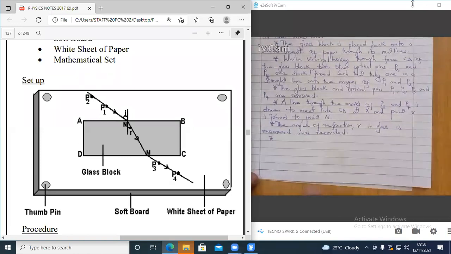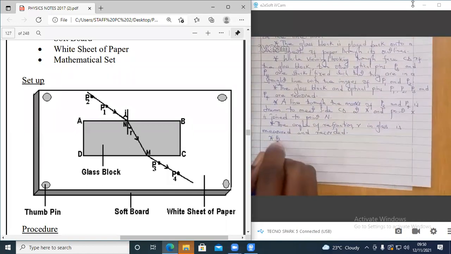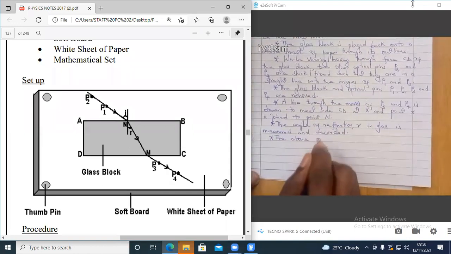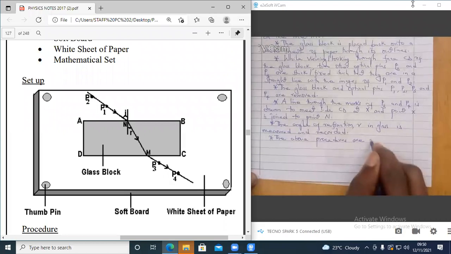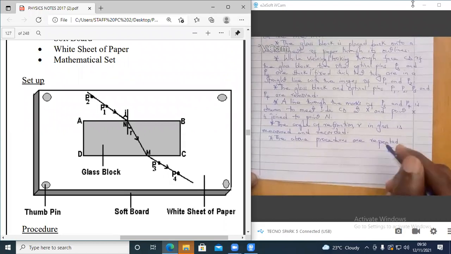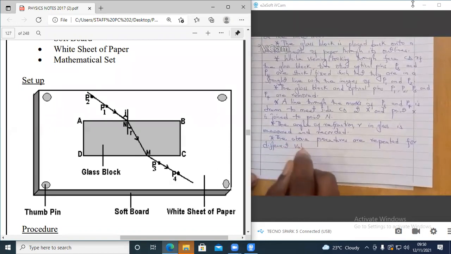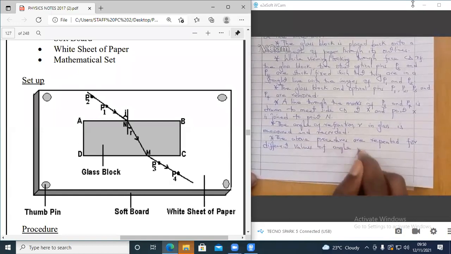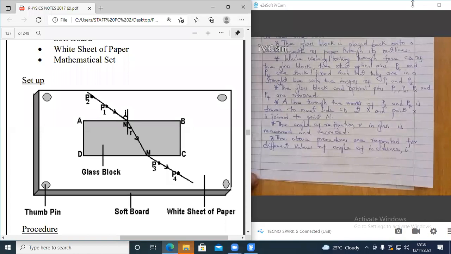After that, we repeat all these procedures. The above procedures are repeated for different values of angle of incidence, I. So whenever you measure the angle of incidence, you must measure the angle of refraction.